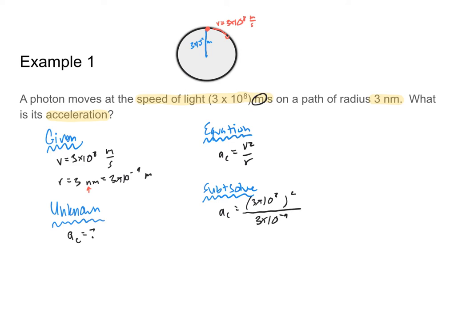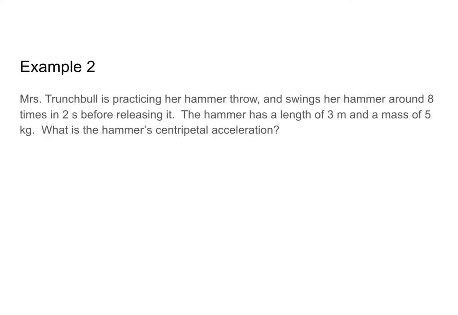And when I throw that on a calculator, I get that my centripetal acceleration is 3 times 10 to the 25th meters per second squared. And there you have it. Let's look at one more example though.